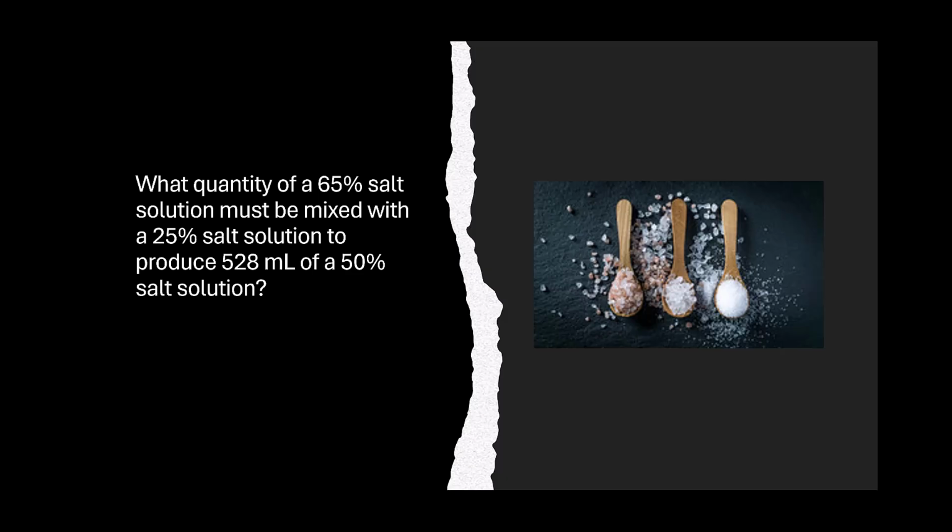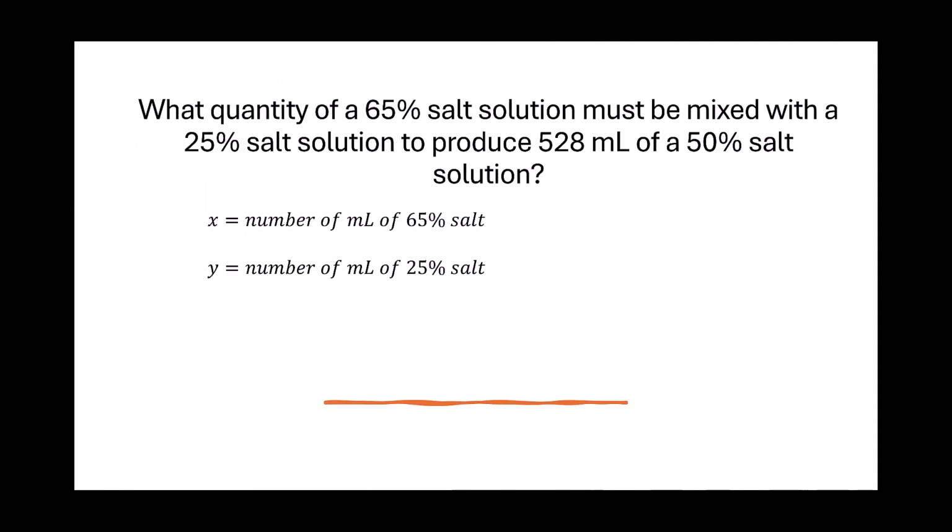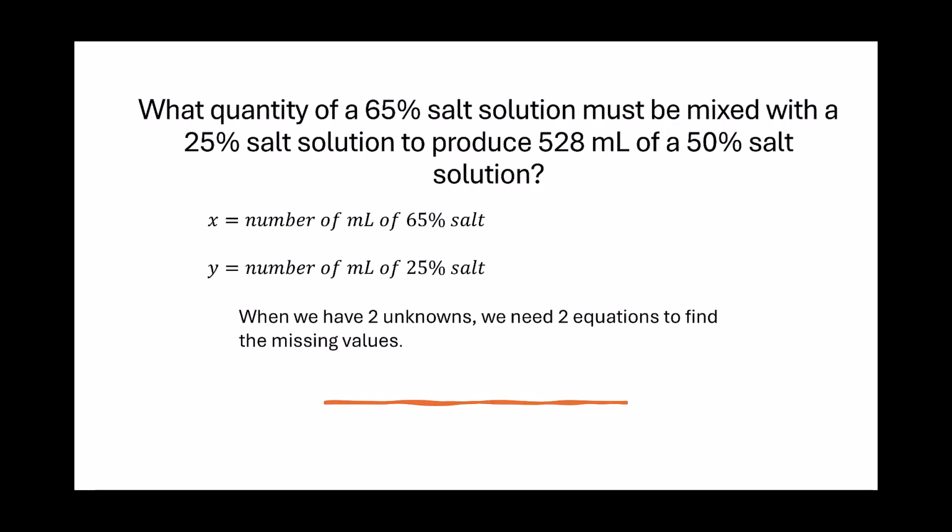Let's start by defining our variables and organizing the information we were given. We'll let x be the number of milliliters of our 65% salt solution. Then y will be the number of milliliters of our 25% salt solution. When we have two unknowns we're trying to solve for, we're going to need two equations to find the missing values.